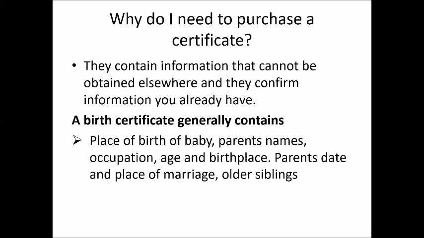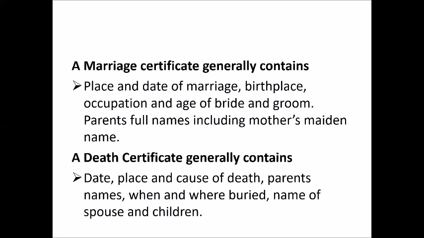Parents' date and place of marriage. Well, often you find they perhaps lied about that because their marriage took place two weeks before the baby was born, and they say it took place two years before the baby was born. So most of the information you can take for granted, but some of the information you can't. Older siblings are usually correct, but you may not always get half brothers and sisters.